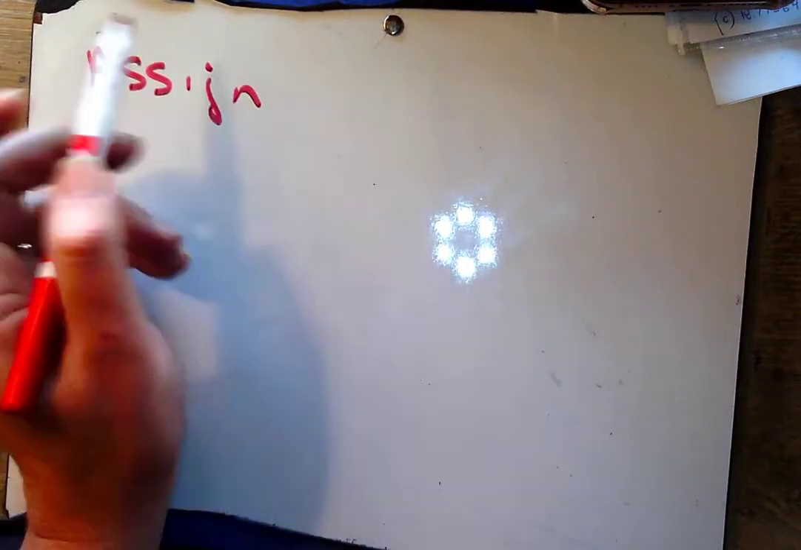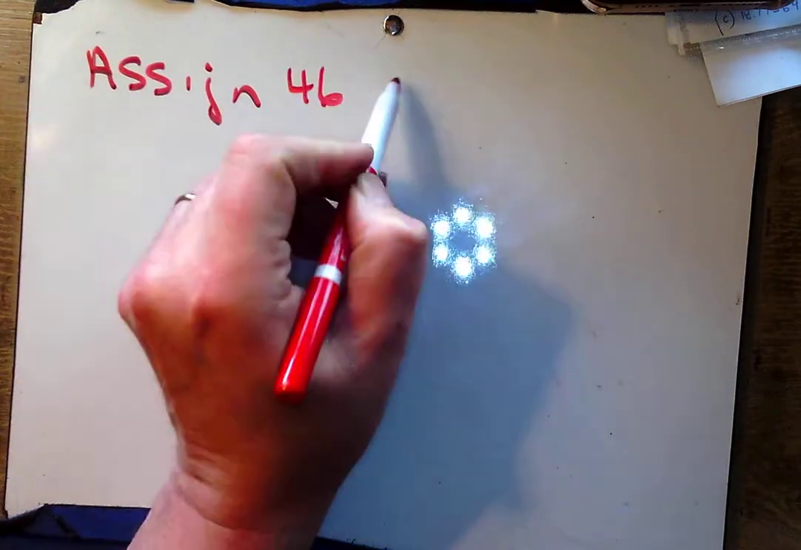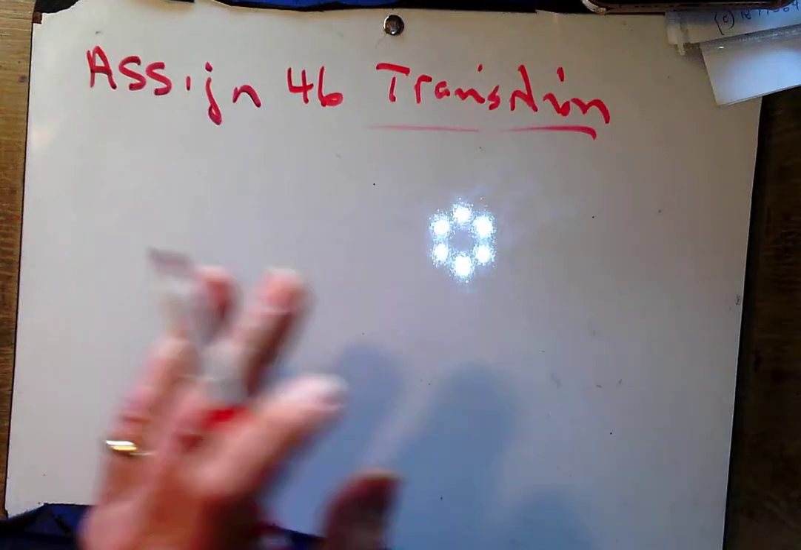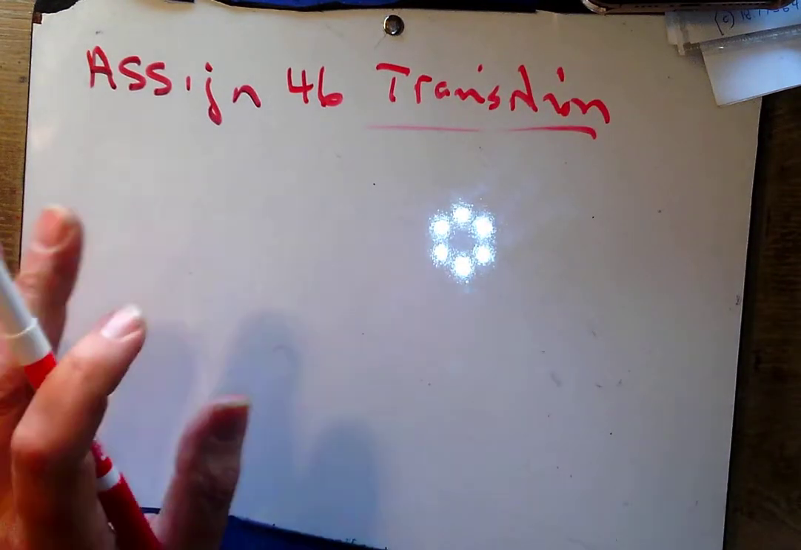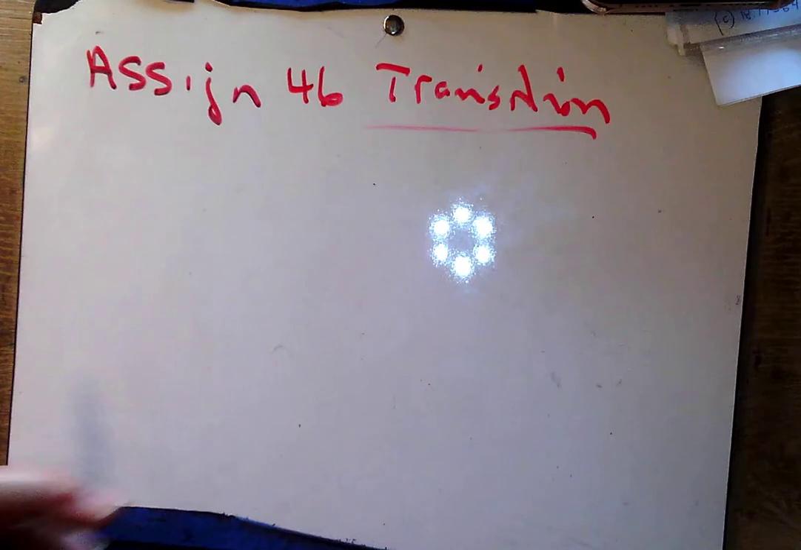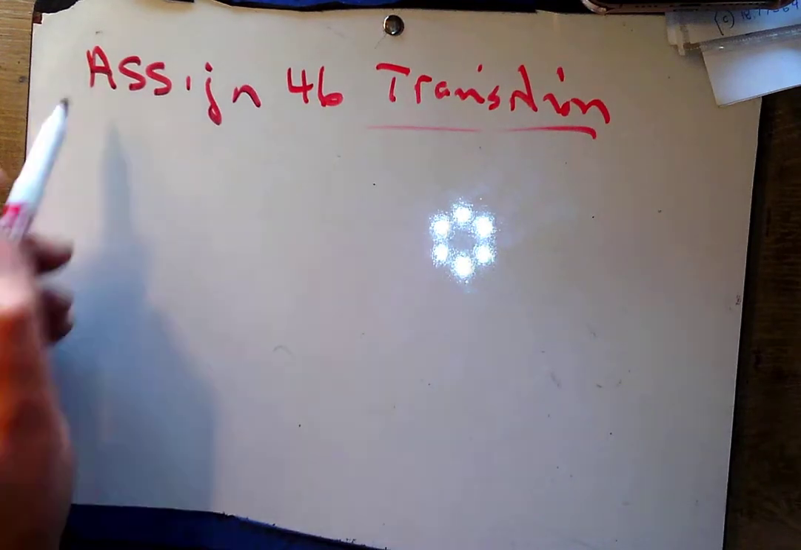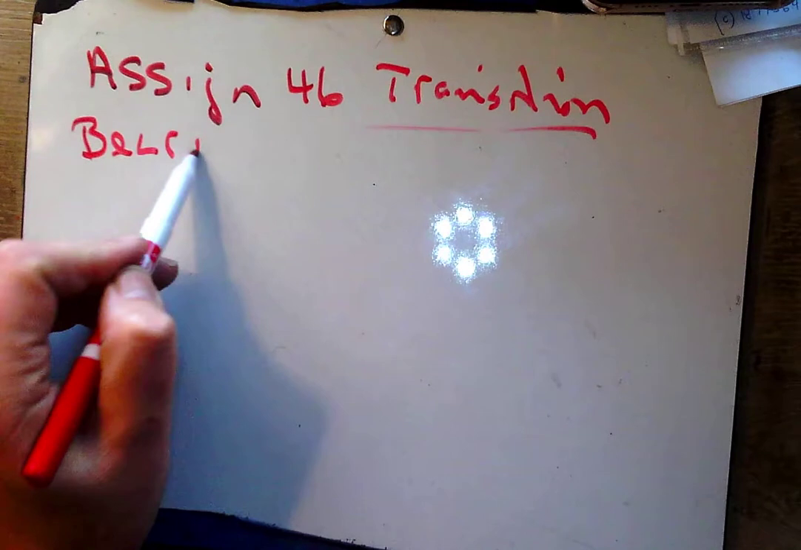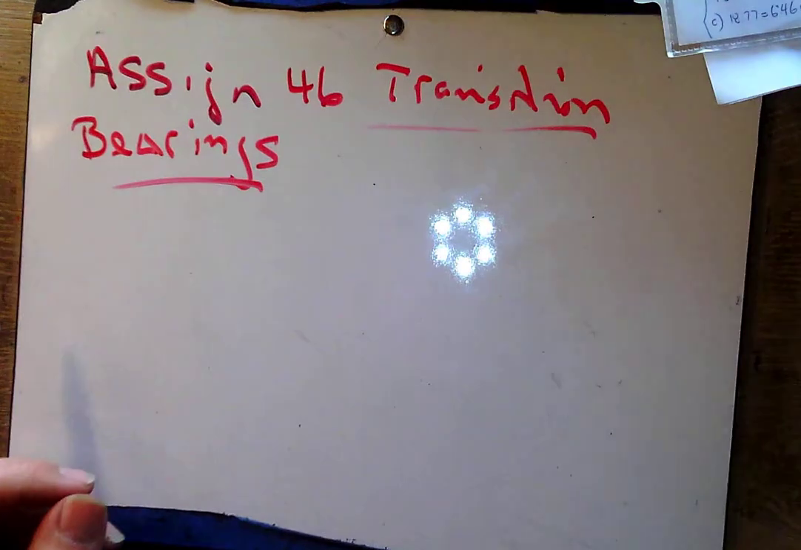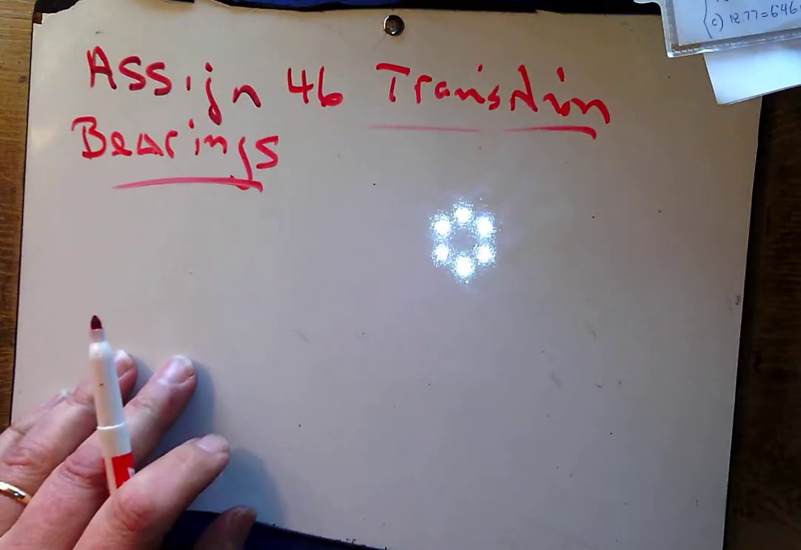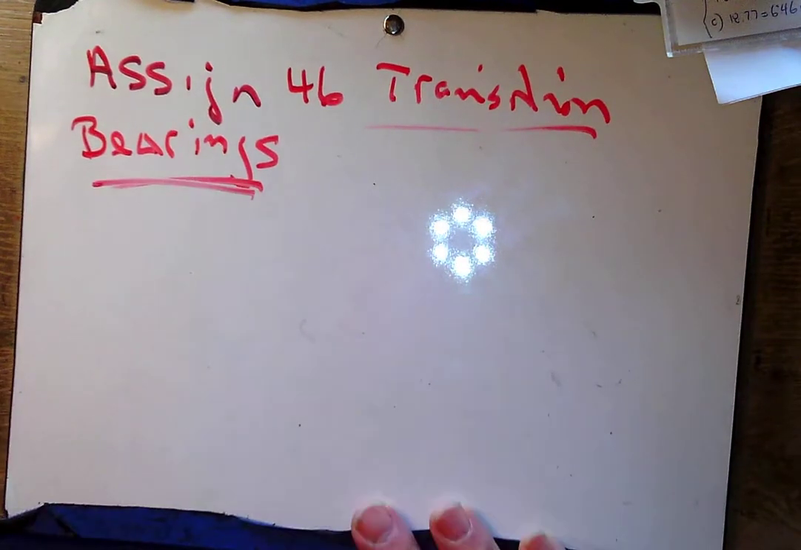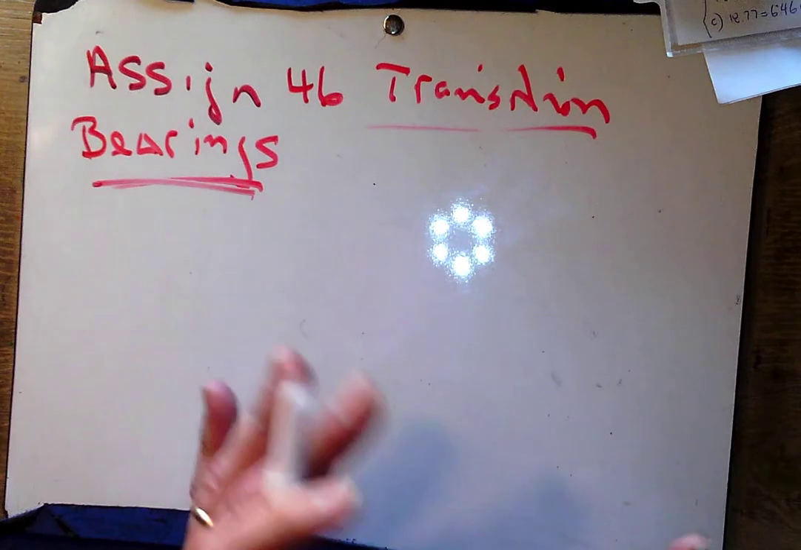Hey everyone, so this is assignment 46. I always think of it as transition day, as we transition away from scatter plots to other types of trig word problems. And a feature in some of these trig word problems is going to be a discussion about bearings. When we're talking about bearings, I think they're really hard for students, and I don't know why.